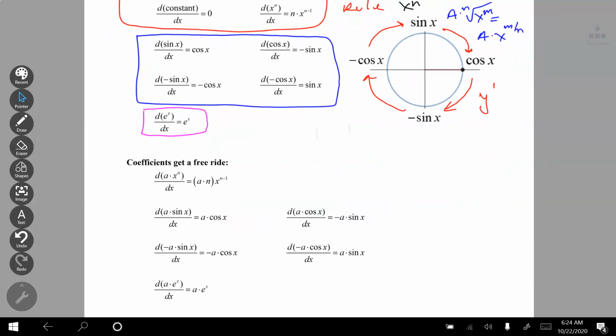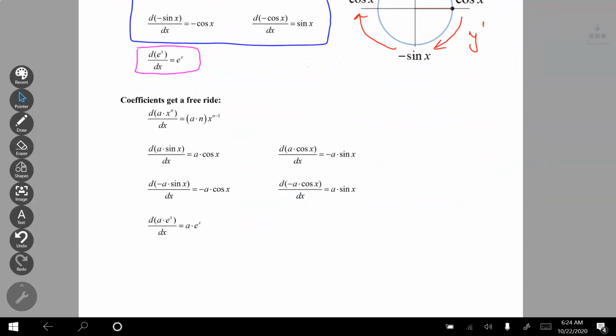I also talk about this all the time, is that coefficients get a free ride. That if I put a coefficient in front of something, it just goes along with the whole derivative. It's not too hard. The derivative of 5 sine of x is going to be 5 cosine of x, so on and so forth. This you have learned before. This is not too tough.